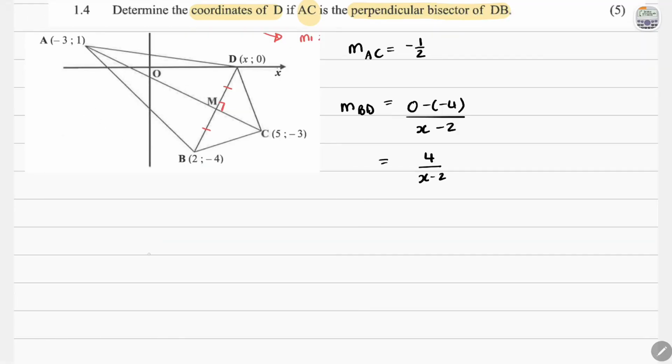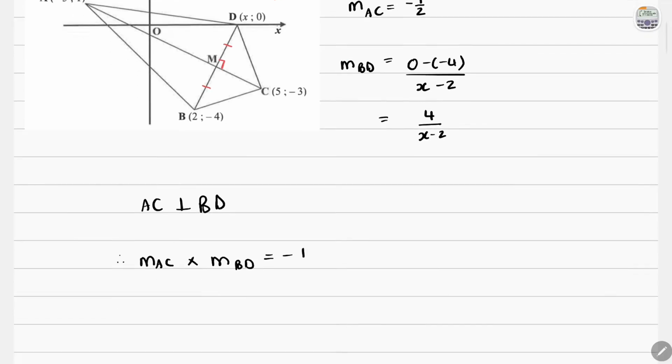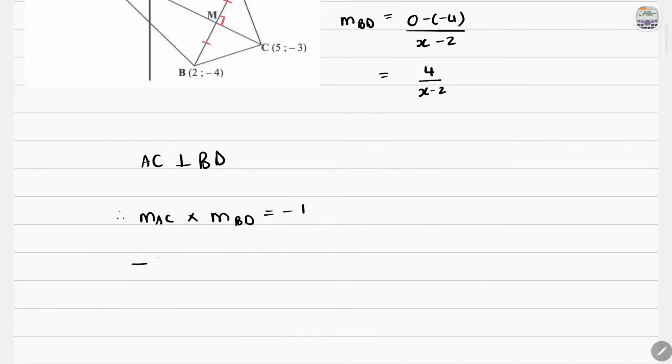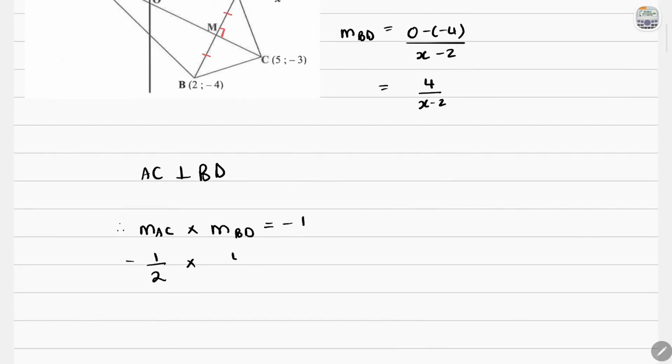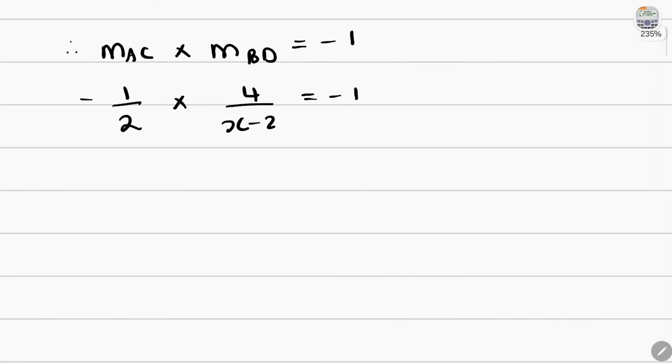Now, because these lines are perpendicular, we can state that because we know that AC is perpendicular to BD, then the gradient of AC multiplied by the gradient of BD is equal to -1. So the gradient of AC is -1 over 2, multiplied by the gradient of BD, which is 4 over x minus 2, and that is equal to -1. And we just have to solve for X in this equation.